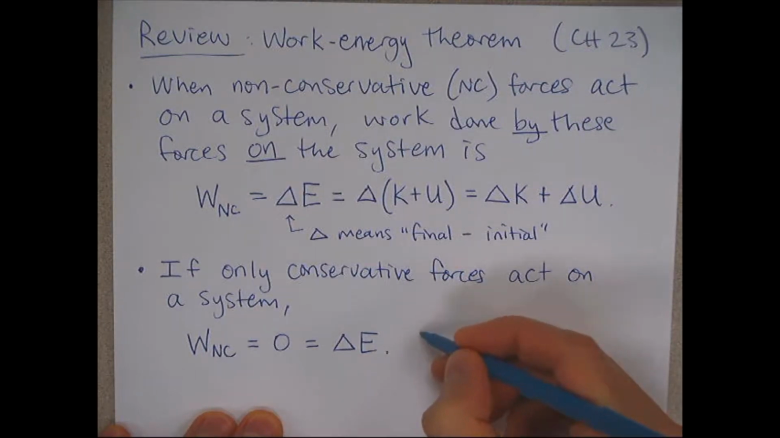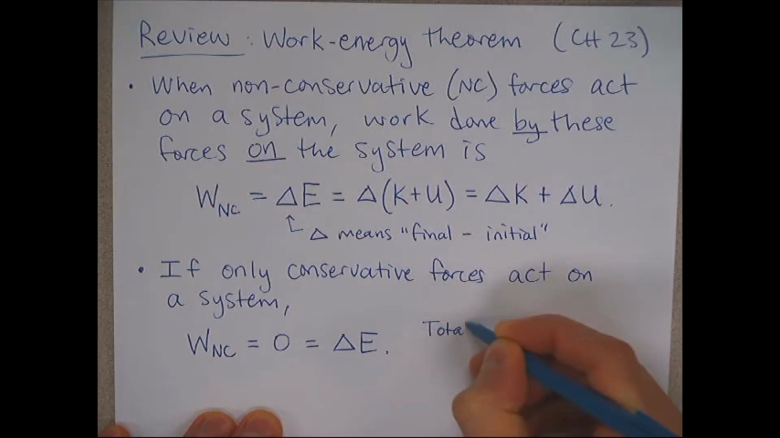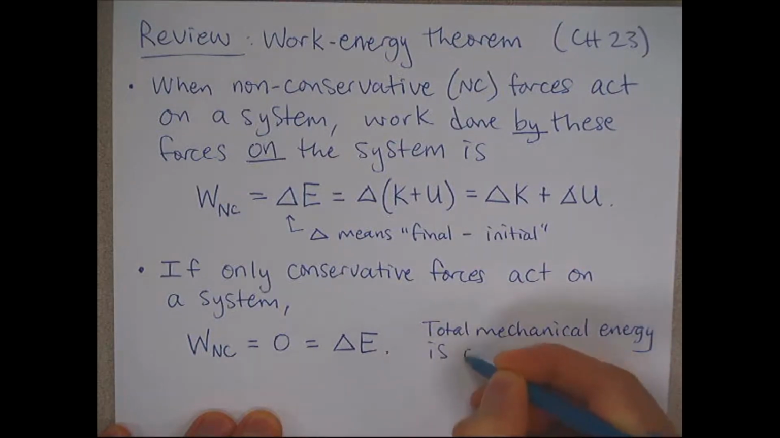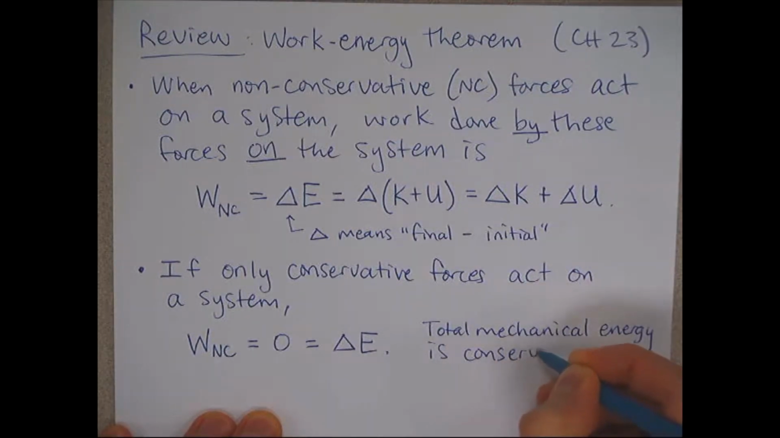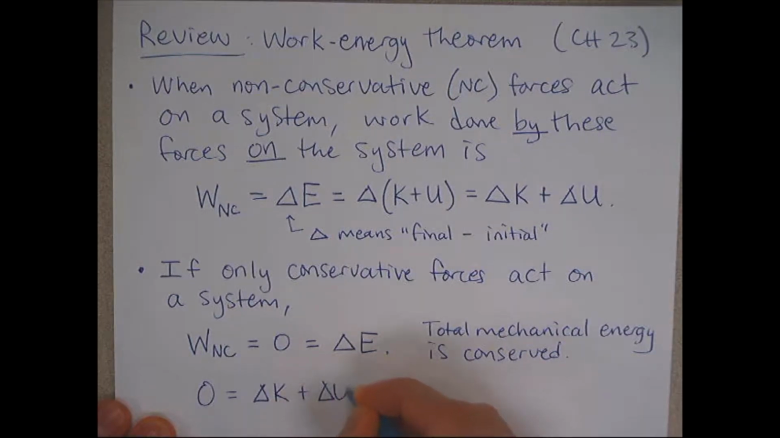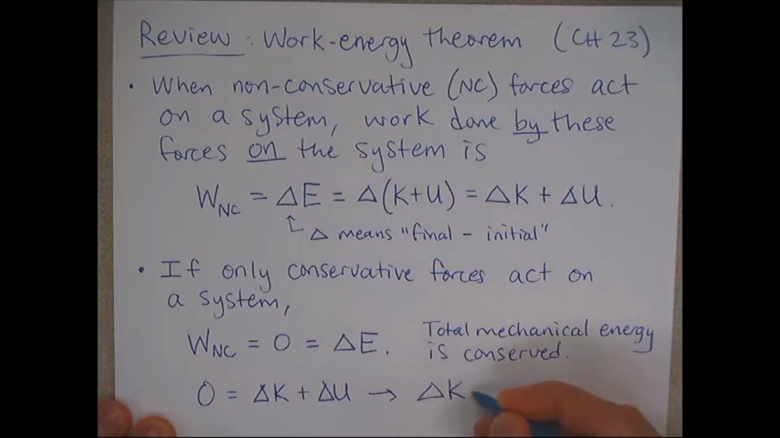Another way of saying this is total mechanical energy is conserved. Be very careful in this case, since delta E is zero, that implies delta K plus delta U is zero, which means that your change in kinetic energy is the negative of your change in potential energy.